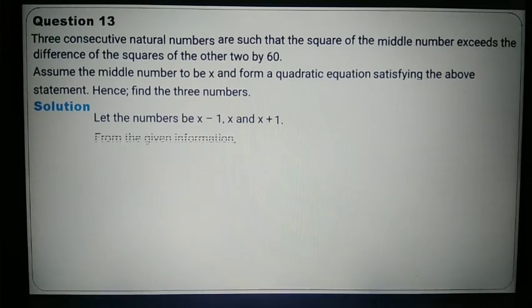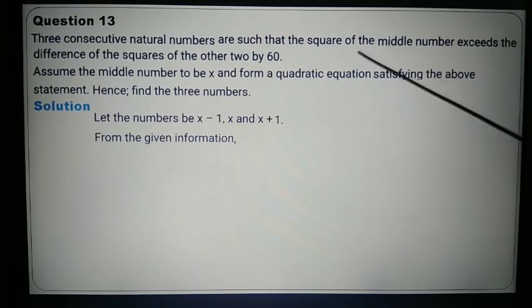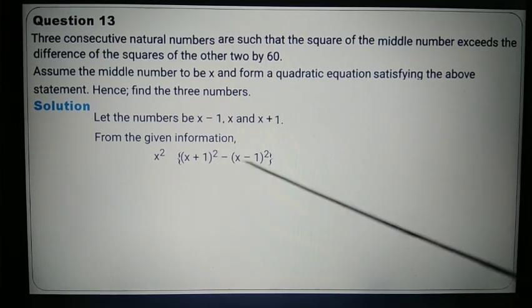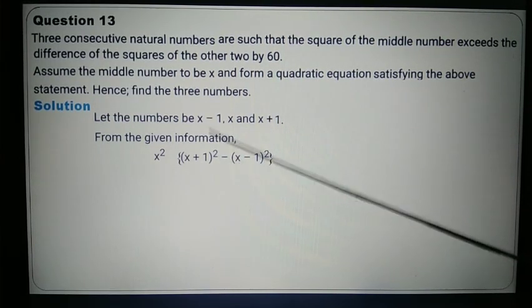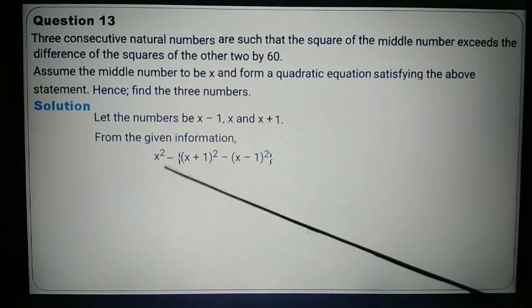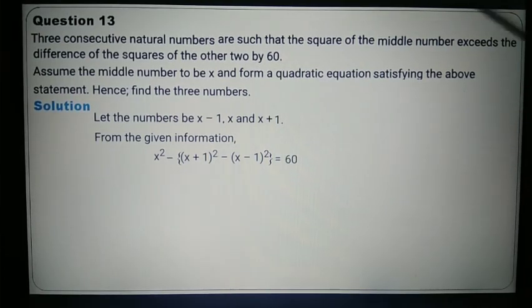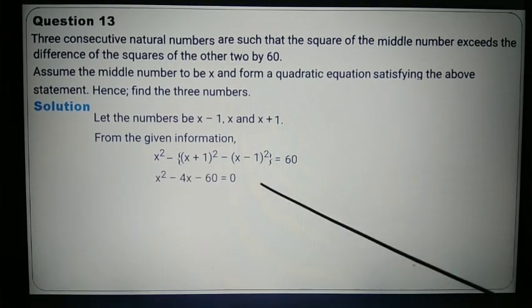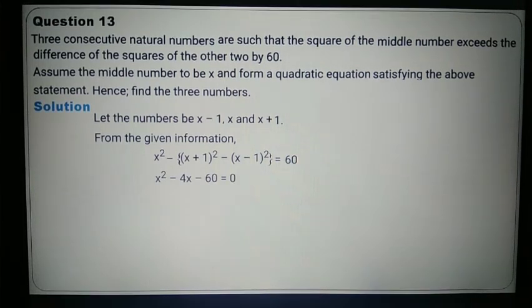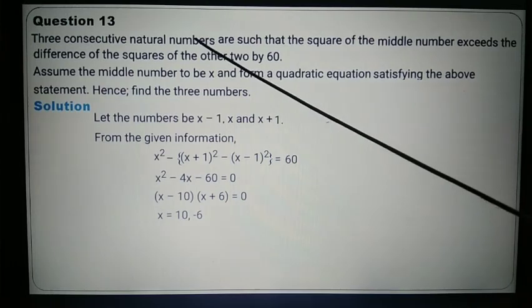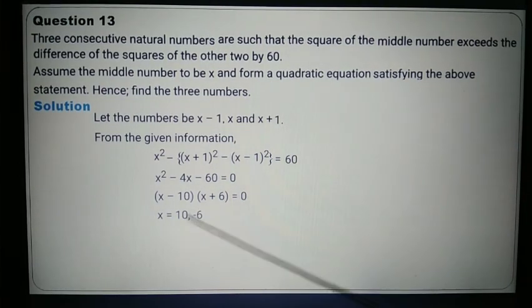Let's try to understand the question again. The square of the middle one exceeds the difference of the squares of the other two by 60, right? So you will open the bracket and you will arrive at this particular quadratic equation. Solve it, you will get the values of x to be 10 and minus 6. Since x is a natural number, we will discard minus 6. So the number has to be 10.